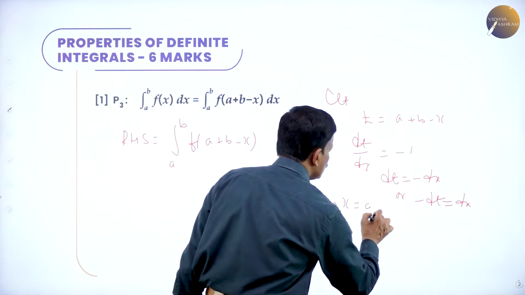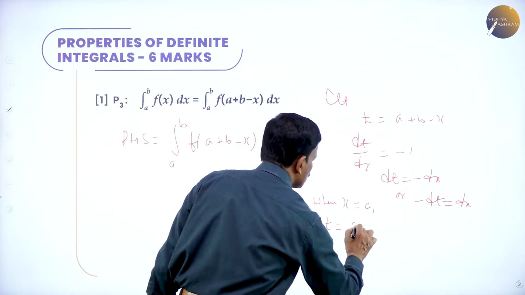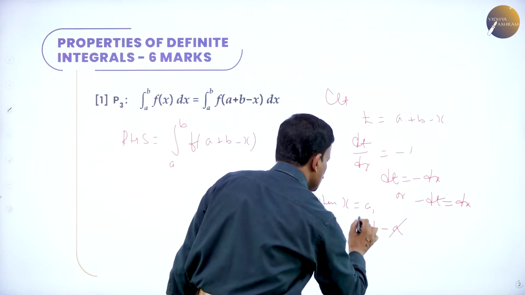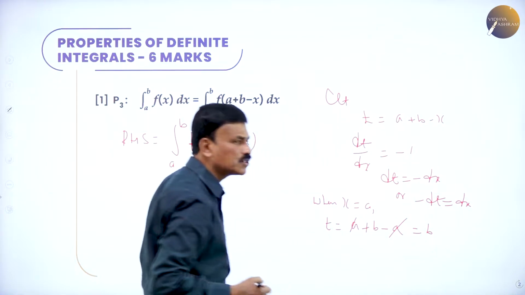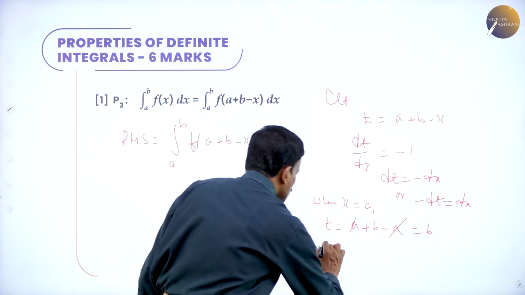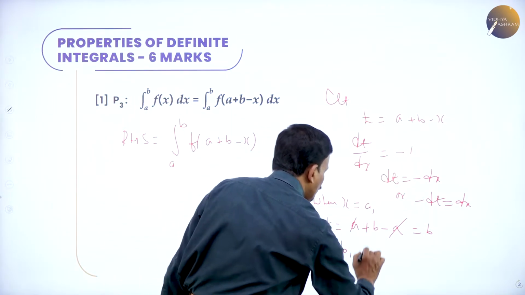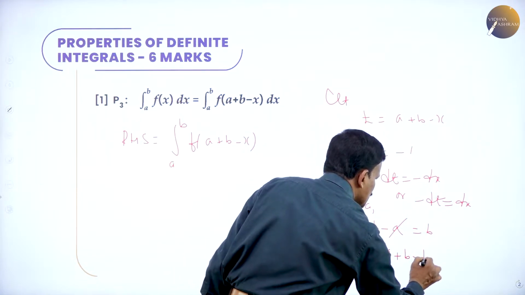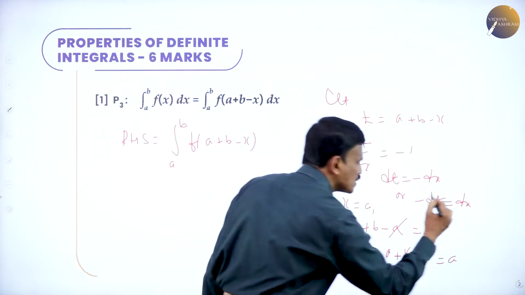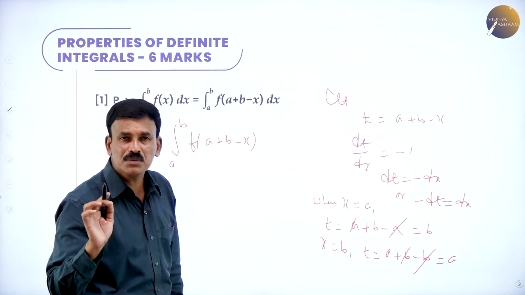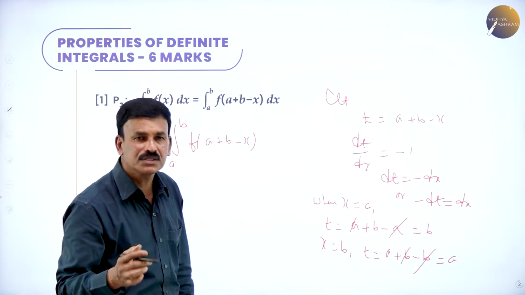What happens to this t? t is equal to a plus b minus x is equal to a plus b minus a, minus a plus a gets cancelled, this reduces to b. So lower limit a converts to b. And the upper limit, when x is equal to b, what happens? t is equal to a plus b minus b. Minus b plus b gets cancelled, this is equal to a. So a to b will reduce us to b to a. So whenever substitutions are taken, the value of limit also changes.